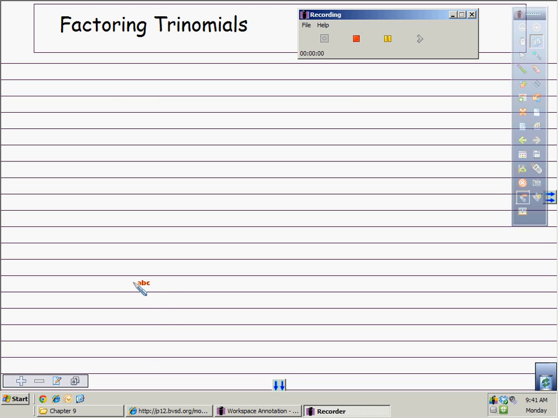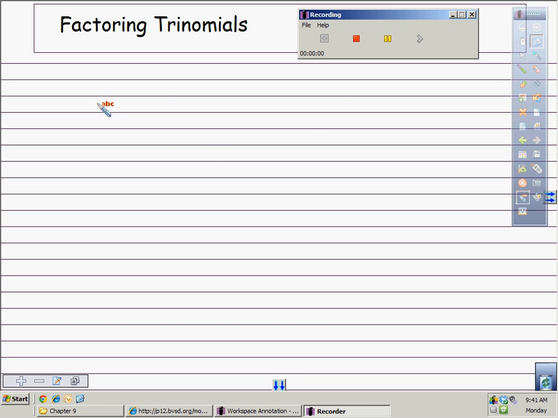Factoring trinomials. Before, we were multiplying binomials, and when you multiply binomials together, which you just did on that worksheet that I just went over, you end up with a trinomial. So what factoring a trinomial means is you're breaking this three-term expression into two binomial factors.